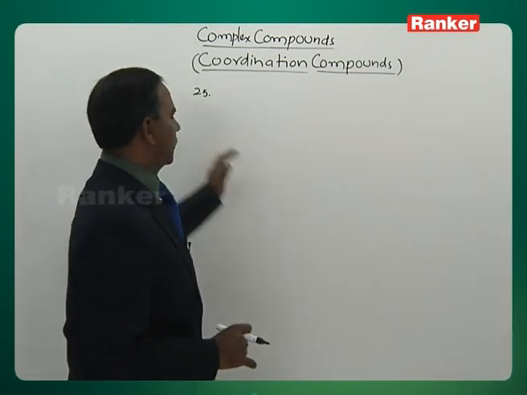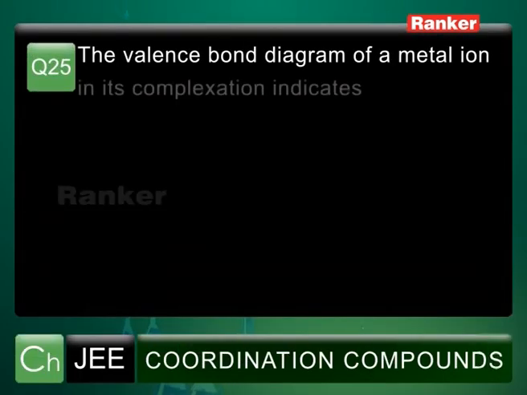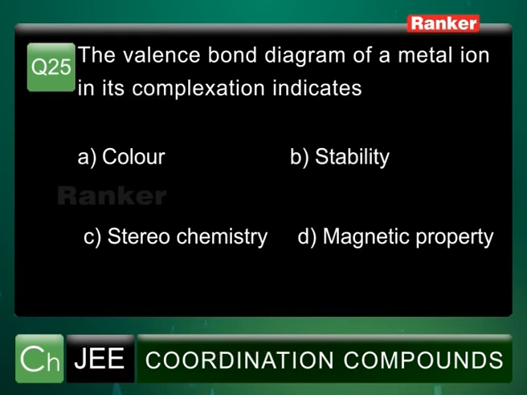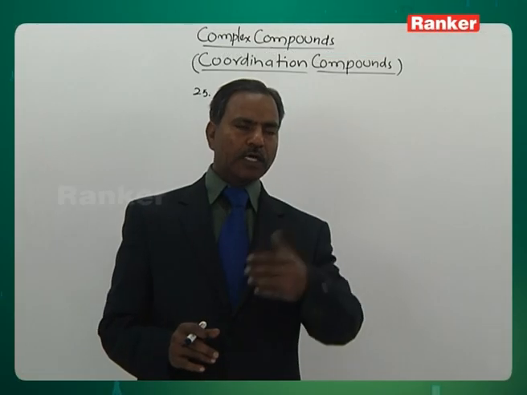Question number 25. Look here. The valence bond diagram of a metal ion in its complexation indicates what? Valence bond theory indicates: A, color; B, stability; C, stereochemistry; D, magnetic property. Recollect the valence bond theory.